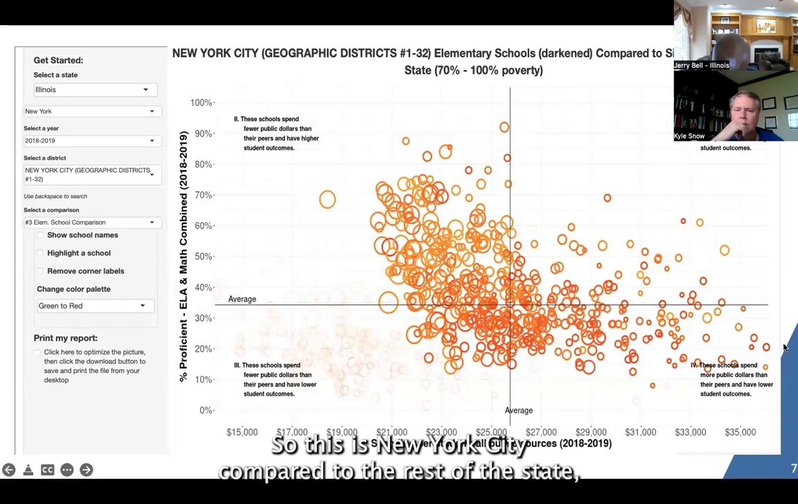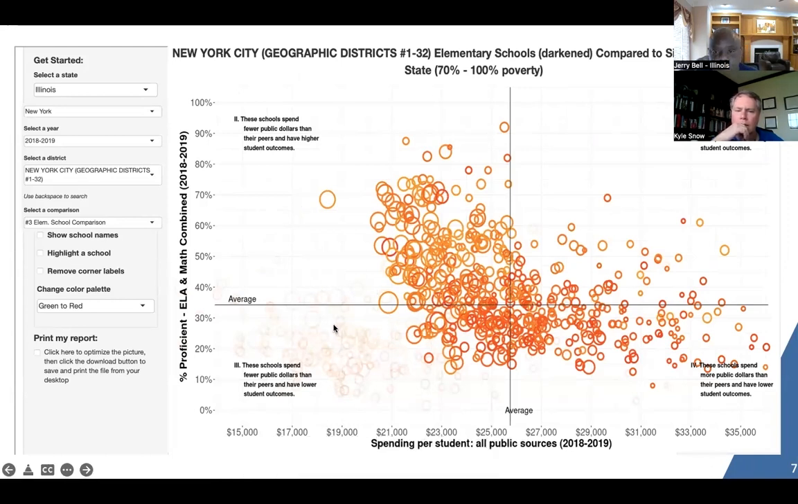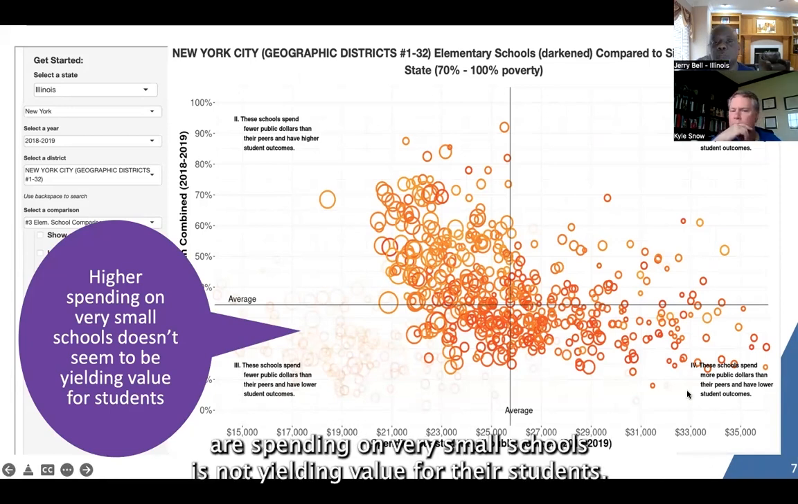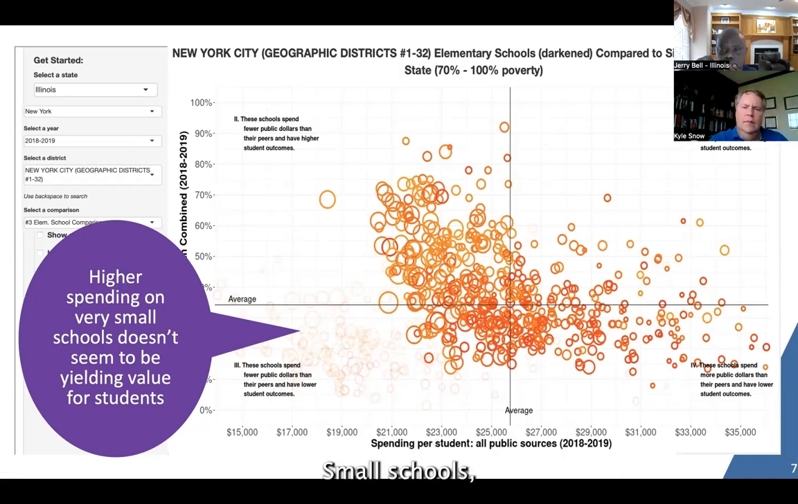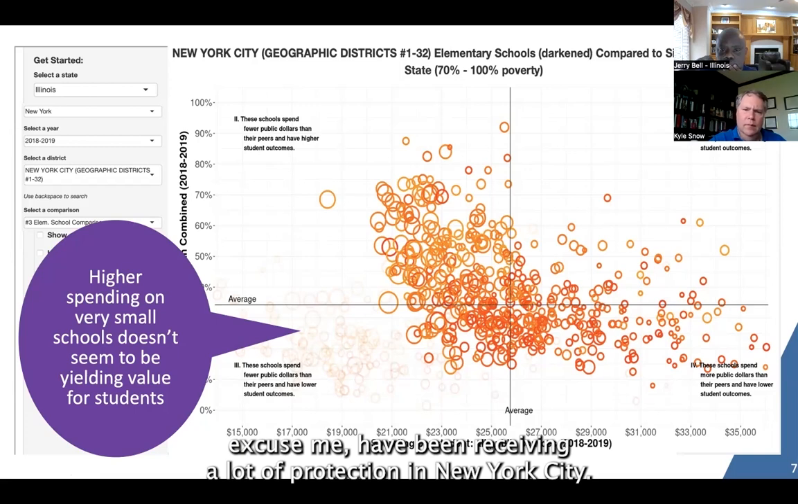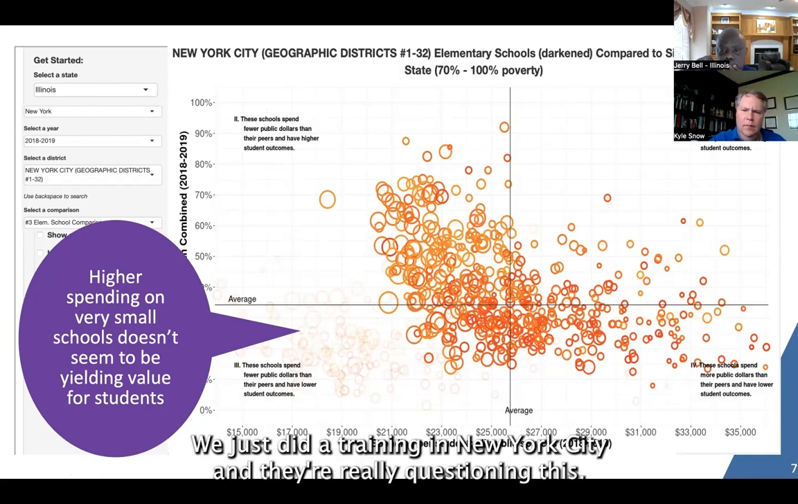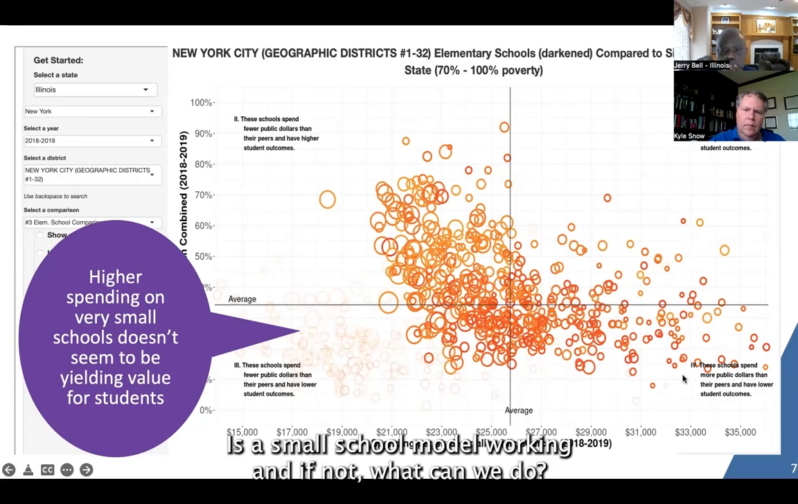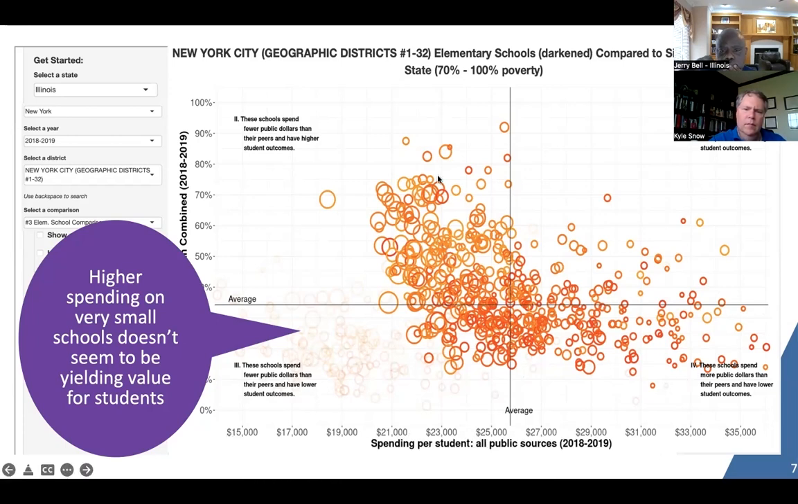So this is New York City compared to the rest of the state, which is kind of faded in the background there. That's one other view. But this is prompting interesting questions in the city of New York. Higher spending on very small schools is not yielding value for their students. Small schools, excuse me, have been receiving a lot of protection in New York City. We just did a training in New York City, and they're really questioning this. Is this what we need to be doing right now for our students? Is the small school model working? And if not, what can we do? It's working in some places. How's it working there? What can we learn from them?